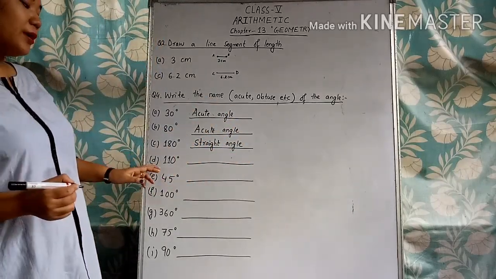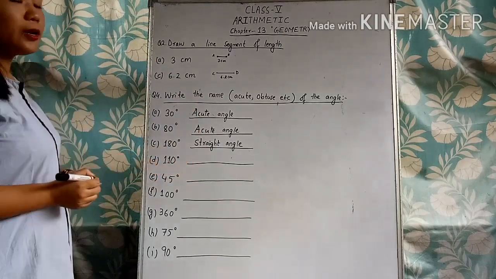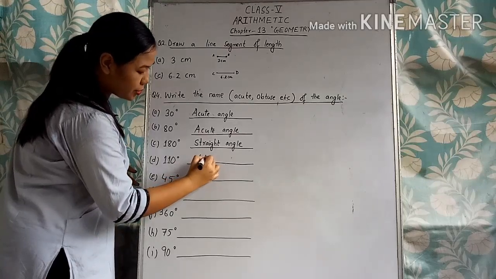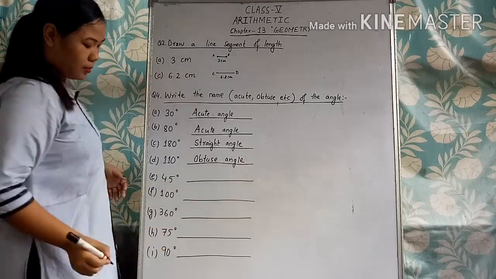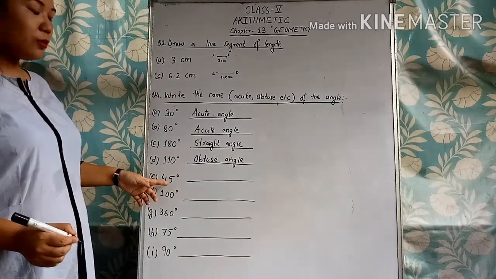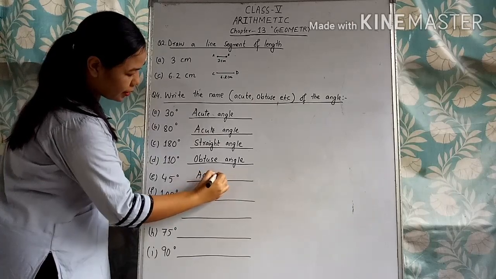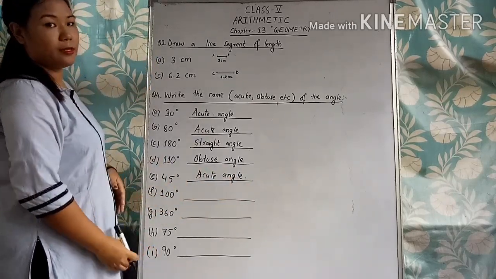110. Now 110 is greater than 90 degrees. So the angle which is greater than 90 degree, what is the name of the angle? Obtuse angle. 45 is also less than 90 degree. It is an acute angle. So the rest of the angles you solve by yourself.